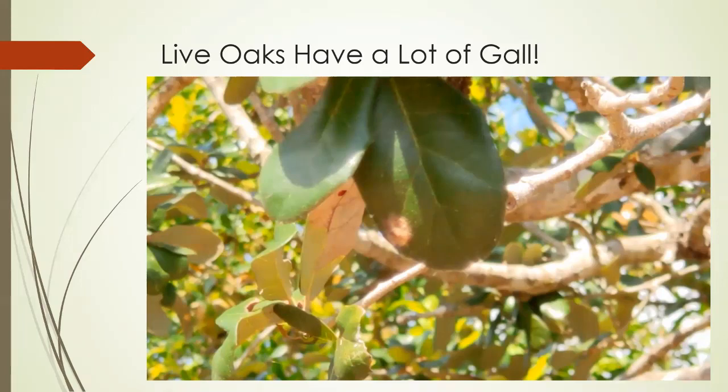Galls are structures that plants make to protect themselves from a disease or from an insect. It's kind of like a tumor. They're benign. Some of them are benign. When I was talking to Dr. Cochran, we talked about crown gall. That is not a benign. Right.